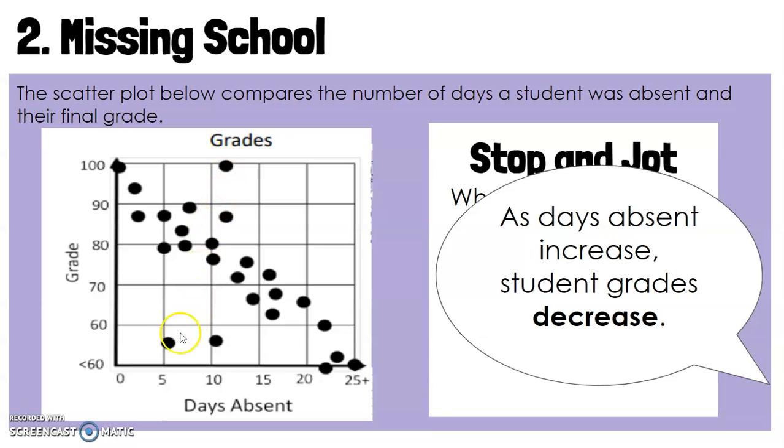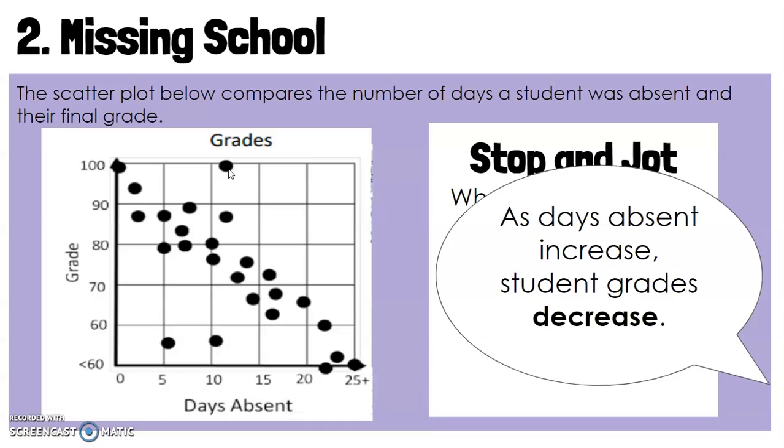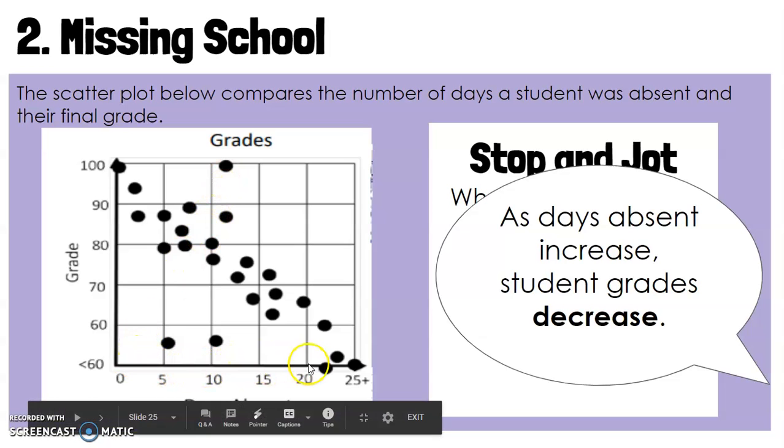Again, there are some points that might say otherwise, right? This point might say, I only missed 5 days and I still got under a 60. Or in the case of this point up here, I was absent more than 10 days and I still got a 100. So this isn't the case for every single point, but we just want a trend, a general relationship. So generally, because this is negative, it's going down, what that means is the more days I miss, the lower my grade will probably be.